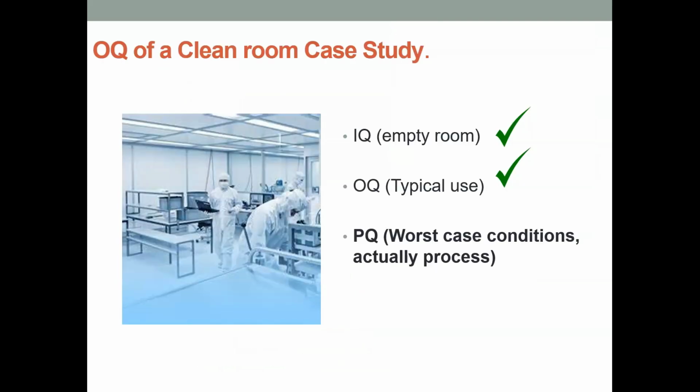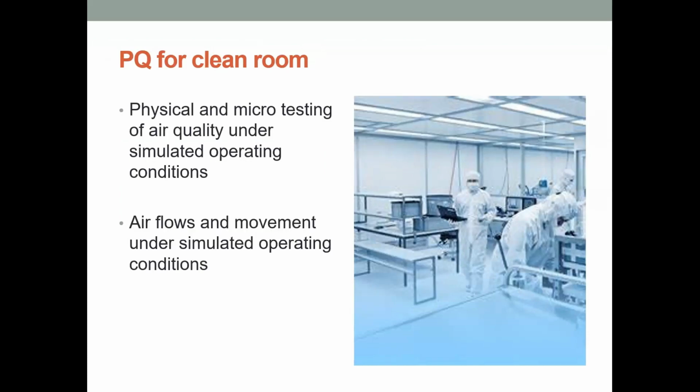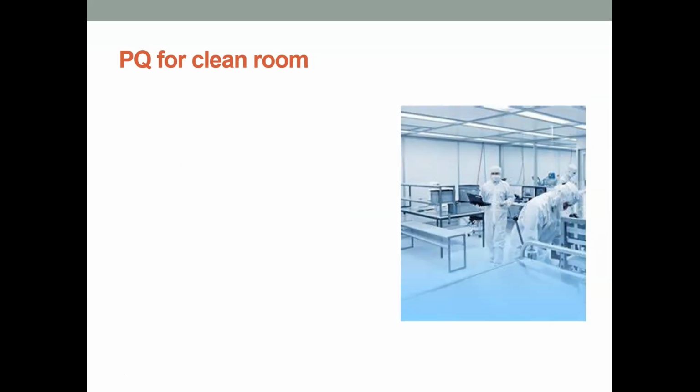OQ of a clean room, the case study. So we have done our IQ in our empty room. We've done our OQ with your equipment in it at rest and also as built. And now we are looking at our PQ, our worst case conditions, looking at the upper and the lower limits of our process. So we're going to be looking at the physical and the micro testing of air quality under simulated operating conditions. We're going to be looking at airflows and the movement under simulated operating conditions as well.